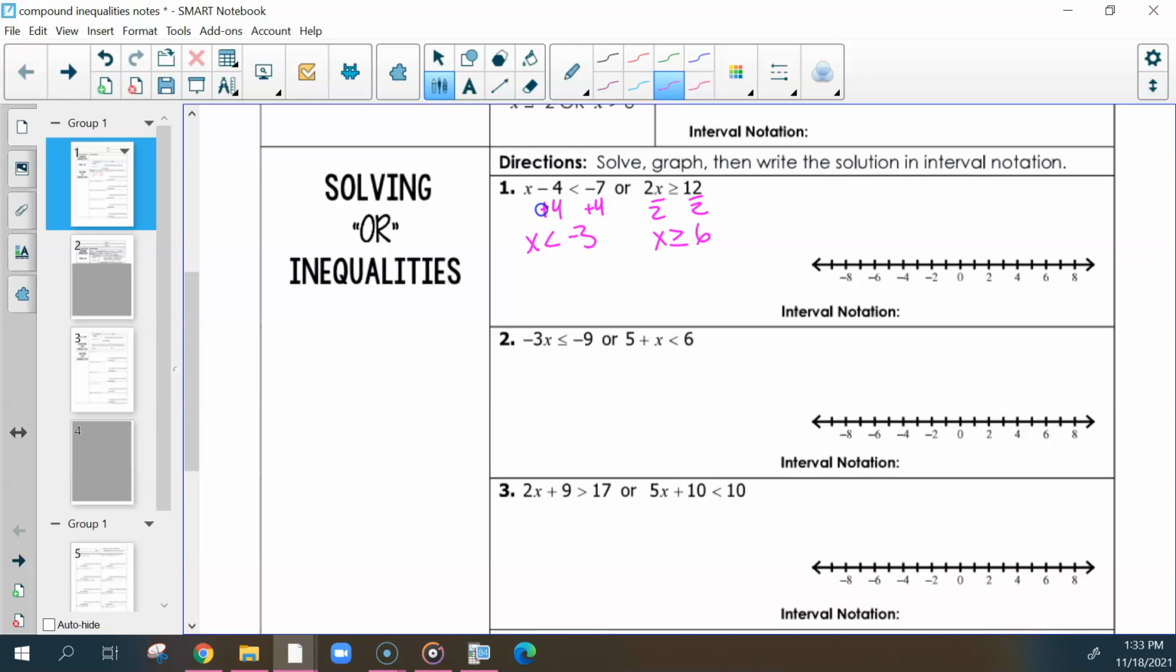And then I can go ahead and graph these two. So x is less than -3 would be an open circle to the left. X is greater than or equal to 6 would be a closed circle to the right. And then when I write that in interval notation, it's going to start at negative infinity, stop at -3, but it's not included, so that would be a parenthesis. Or it would start at positive 6, it's included, so square bracket, and then continue on to positive infinity, so parenthesis.